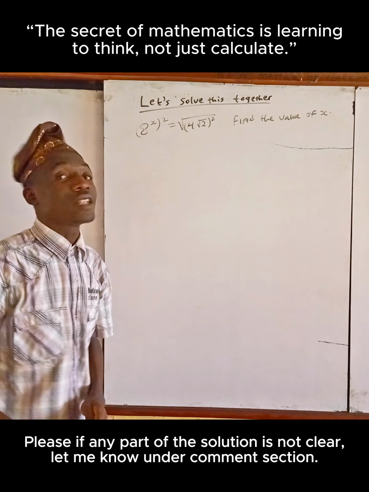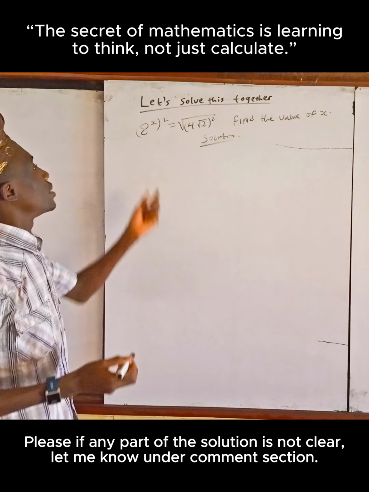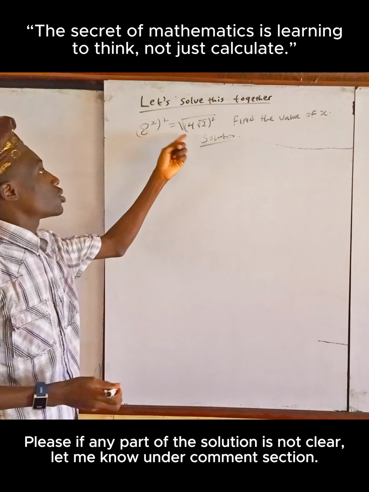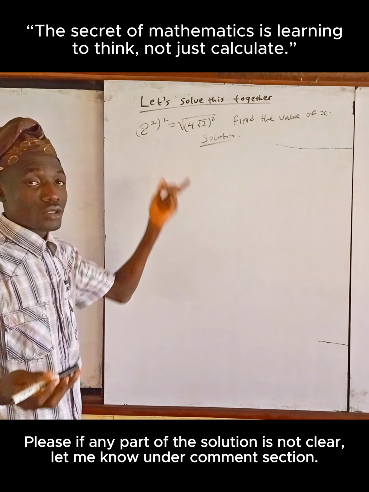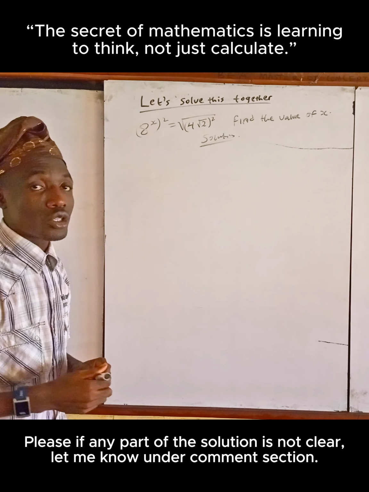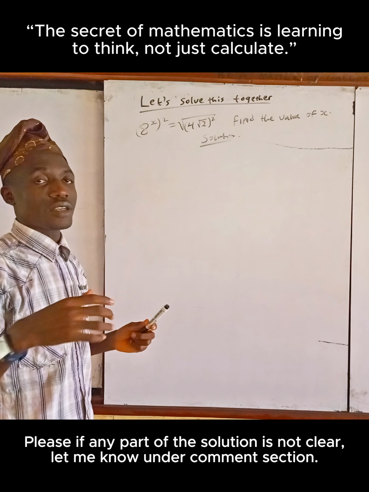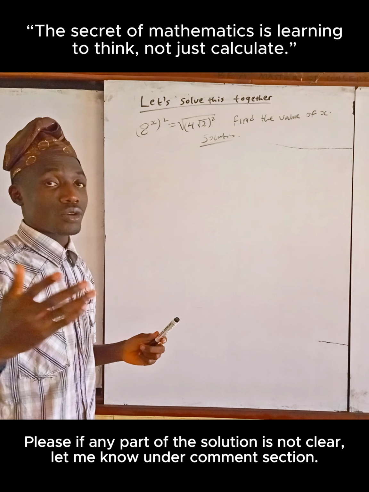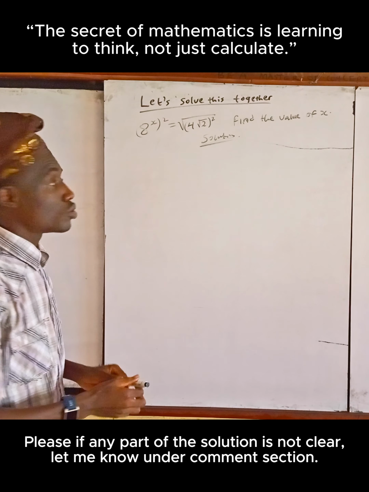This is another question I would like us to look into together. Solution: we have (8^x)² equals (4√2)². The very first thing I'm going to do, if I'm the one that sees this question, is look at what I can cancel, because to me it's very obvious that something can easily cancel each other.